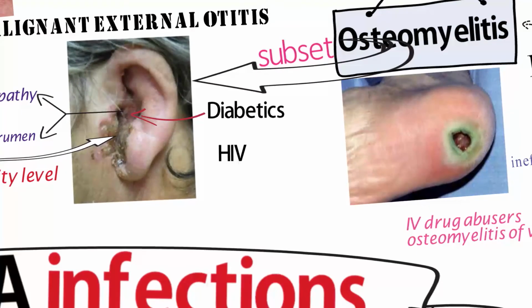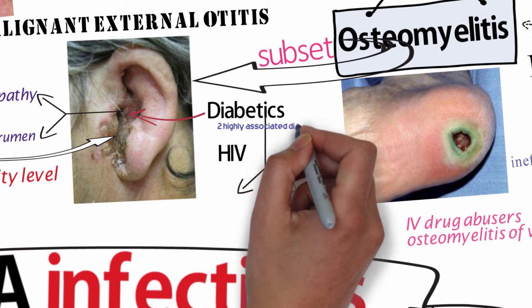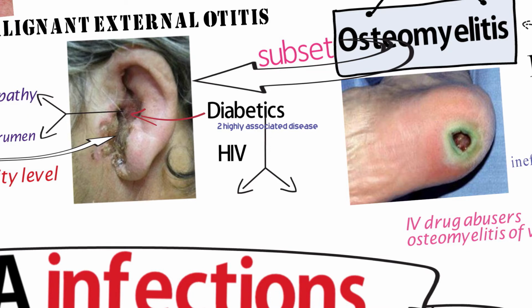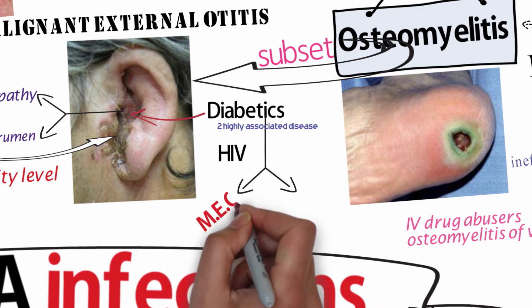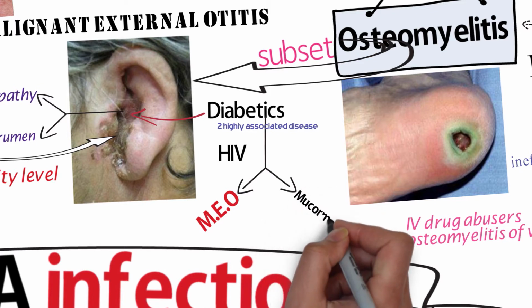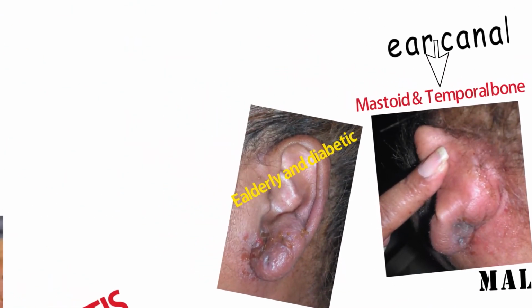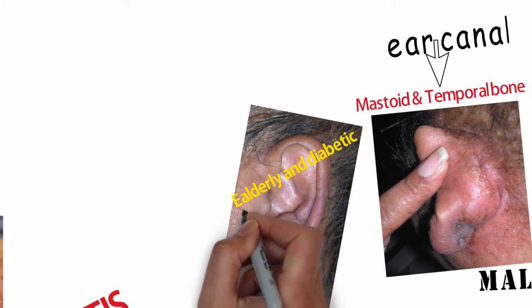Okay, and two specific diseases are highly associated with diabetes. This is the fact that I want you to appreciate. Two specific diseases are highly associated with diabetes. One is malignant external otitis and the other one is mucormycosis, that is caused by molds. Okay, let's conclude malignant external otitis with some very important facts about it.